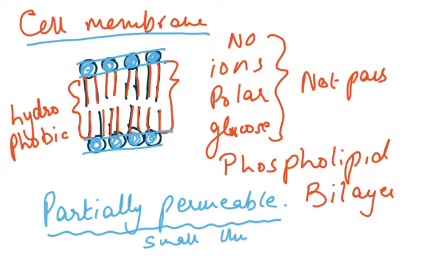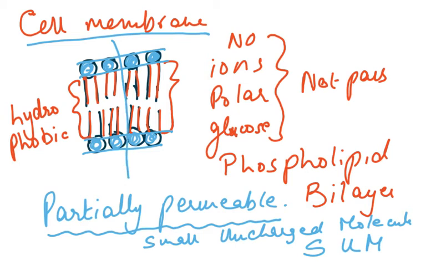Small uncharged, and that's very easy to remember because you can make a mnemonic of it, SUM. So small uncharged molecules can pass through it, and those small molecules are oxygen. Even water, though being a dipole, is a small molecule, so it can pass through it.